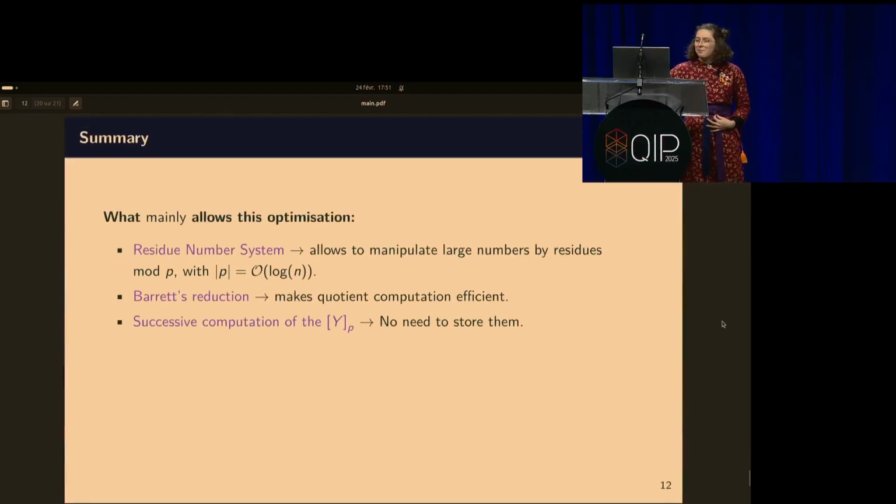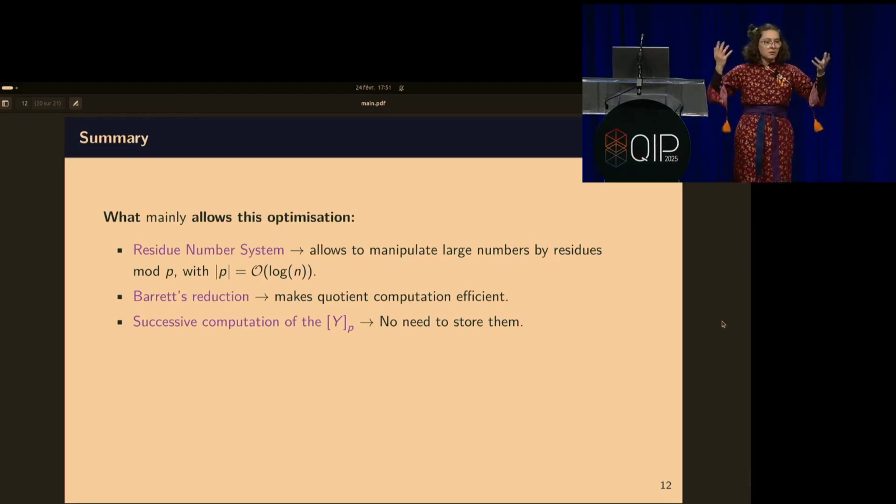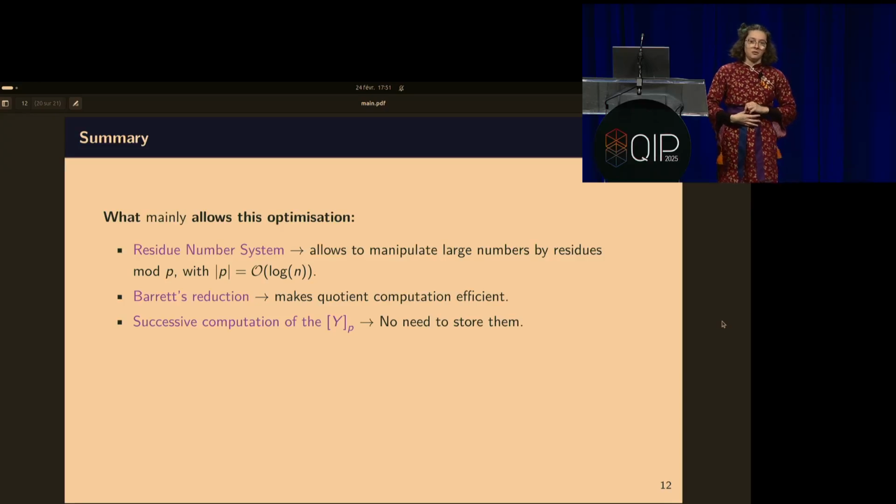Now, to sum up, what mainly allows the optimization I just presented you is, again, the residue number system and the Chinese remainder theorem that allows you to compute and deal with very large numbers without having to compute them straightforwardly. There is also the Barrett's reduction trick that is a huge help when you need to compute a modulo operation. And last but not least, the fact that you can compute the y modulo p successively and reversibly is also a huge foundation of this memory optimization.